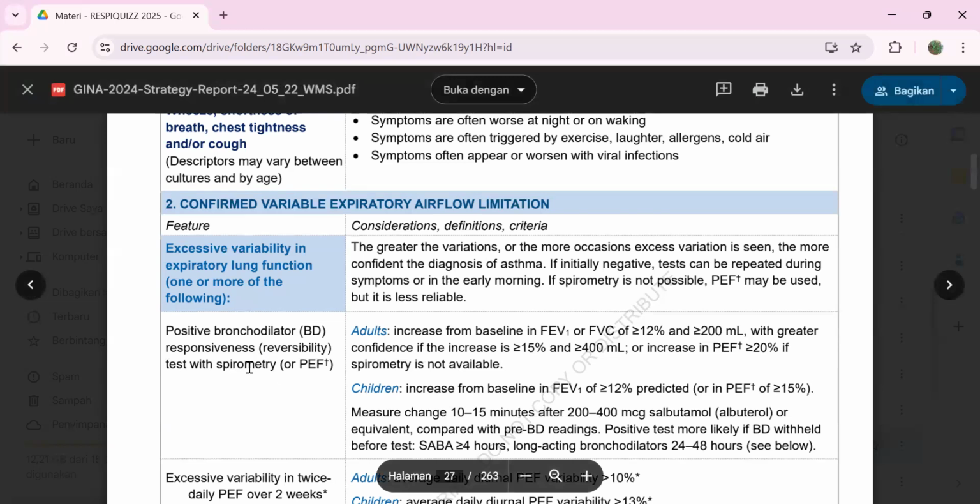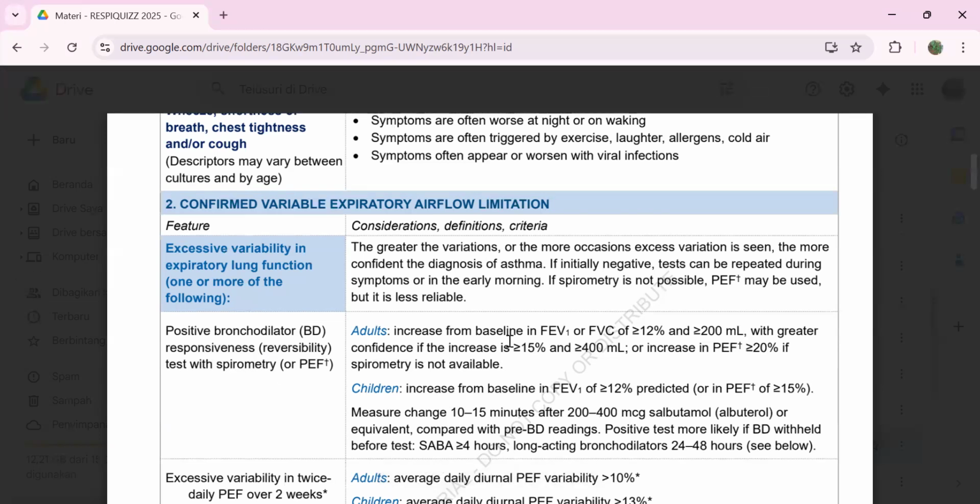Okay, for the reversibility test in adults: increase from baseline in FEV1 or FVC of more than or equal to 12% and more than or equal to 200 milliliters, with greater confidence if the increase is more than or equal to 15% and more than or equal to 400 milliliters, or increase in PEF of more than 20% if spirometry is not available. And for children: increase from baseline in FEV1 of more than or equal to 12% predicted, or in PEF of more than or equal to 15%.